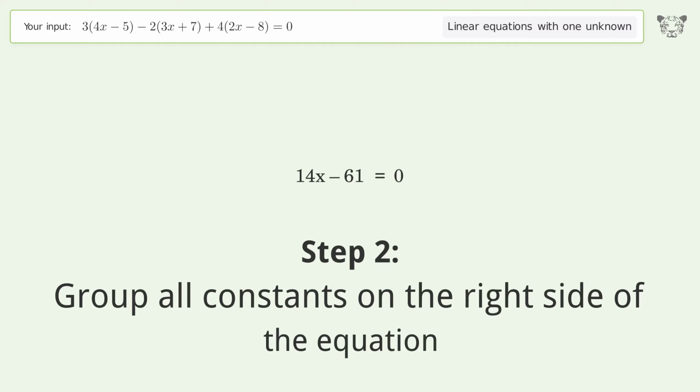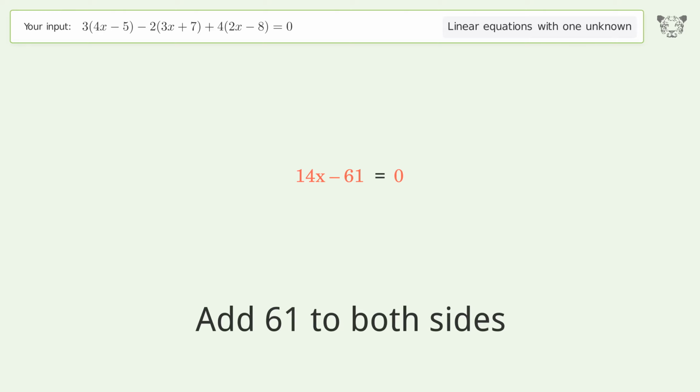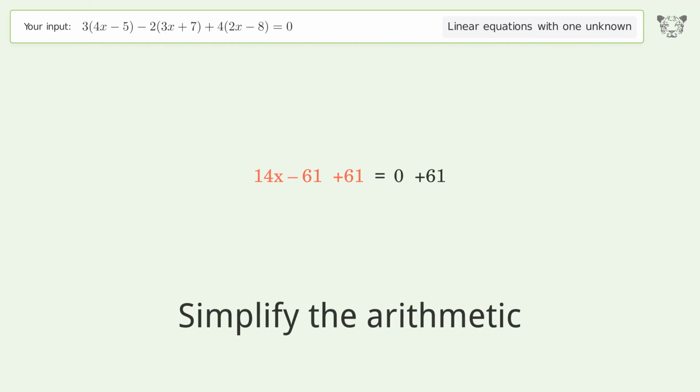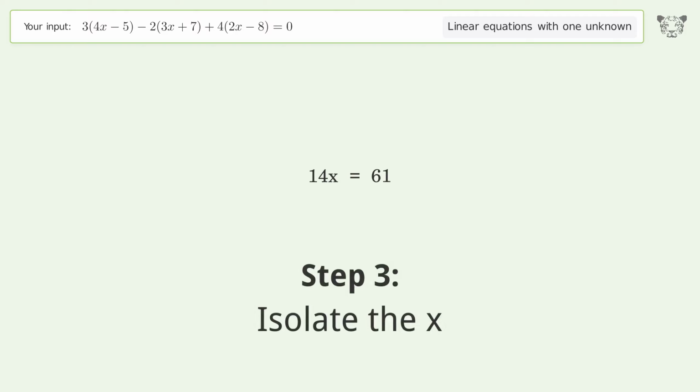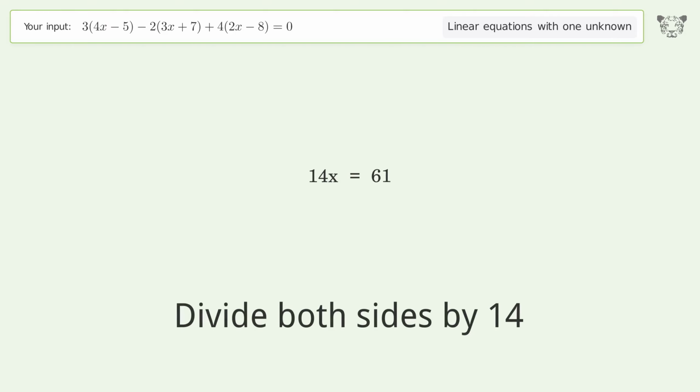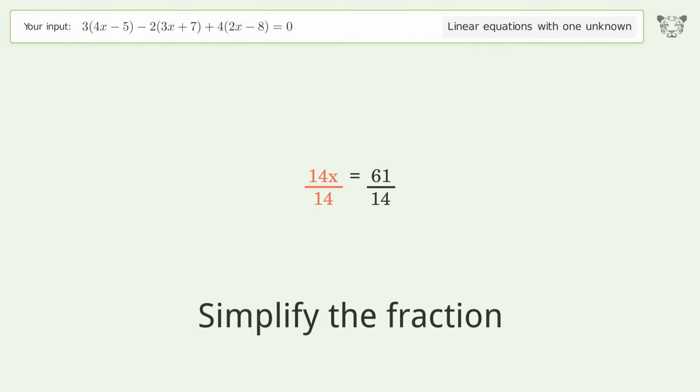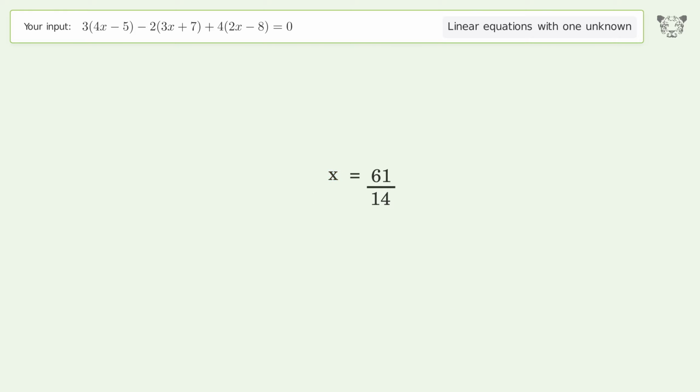Group all constants on the right side of the equation. Add 61 to both sides. Simplify the arithmetic. Isolate the x. Divide both sides by 14. Simplify the fraction. And so the final result is x equals 61/14.